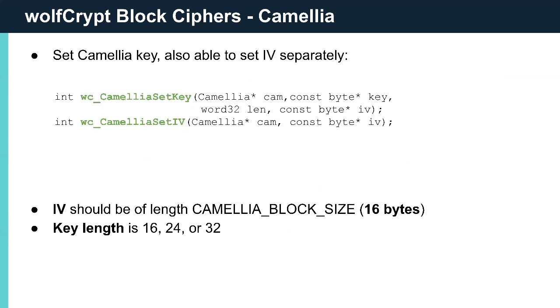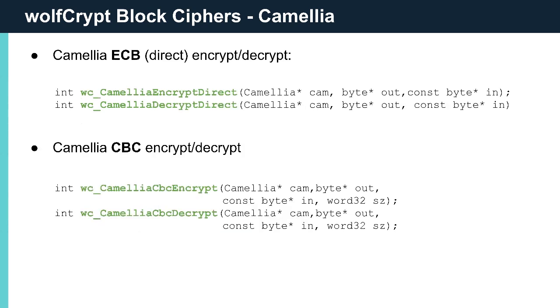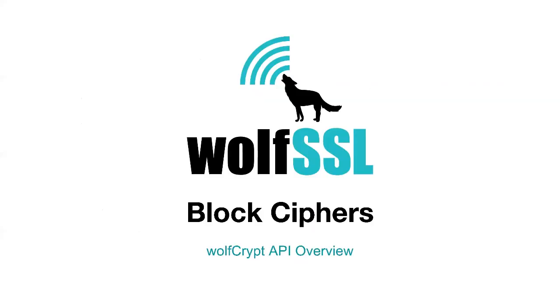You can set the Camellia key with Camellia set key and the Camellia IV with Camellia set IV. Here your IV should be the block size for Camellia, which is 16 bytes, and the key size should be either 16, 24, or 32. For Camellia ECB or direct mode, we've got a couple APIs you can see at the top here, and then Camellia CBC encrypt and decrypt here at the bottom. So that takes us through our block ciphers overview.